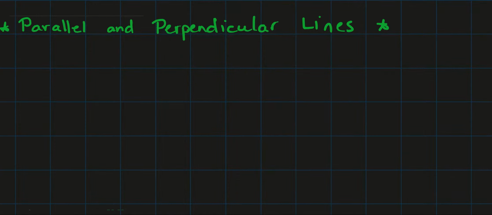Our last topic for this section is parallel and perpendicular lines. We say that two lines are parallel if they don't intersect and they have the same slope. So for example, here's a line, let's call it line 1, and here's another line. Let's call this line 2.